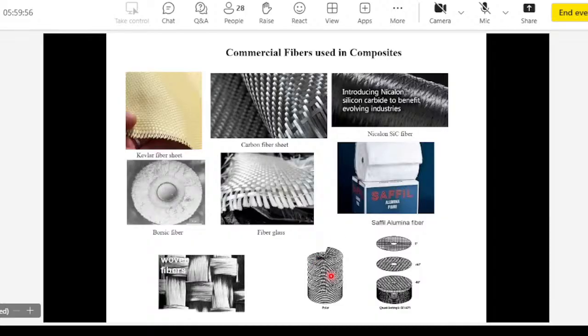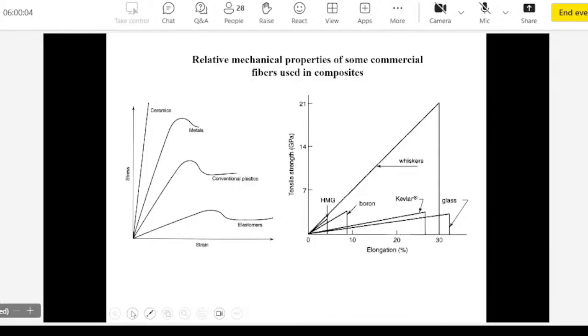And as I just mentioned, the fiber cloth could be very complex. And there are ways to design fiber cloth to get certain properties. The fibers could be mostly ceramic materials, but sometimes metal and polymers are also used in fiber form. Some commercial fibers are used there. But if you look at the stress strain behavior, obviously ceramics are very strong. They don't have any plasticity. So fibers that are available in the market are made out of ceramics.